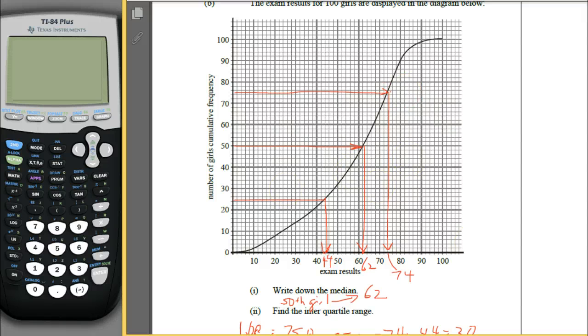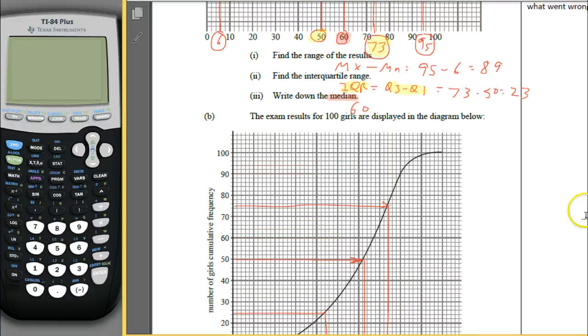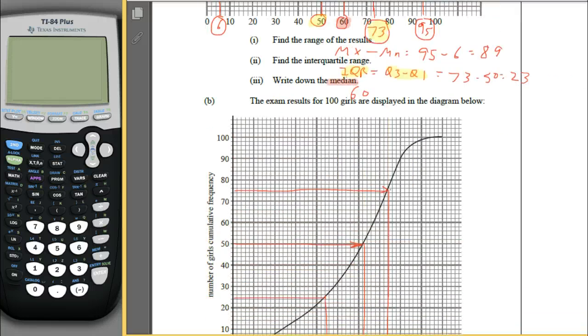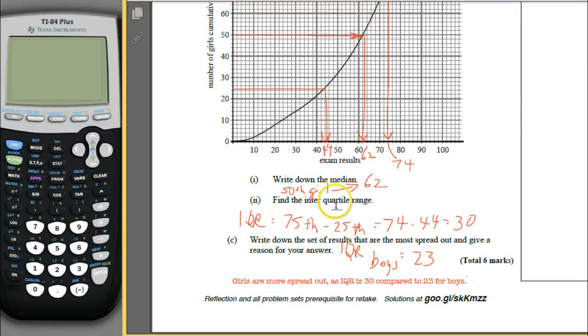So that leaves the third measure of dispersion, which is IQR. We do know the IQR for both. The IQR for the first one, which is for boys, is 23. And the IQR for the second one, which is for girls, is 30. Which IQR is greater? The girls' IQR is greater, meaning that the middle 50% of their distribution is more spread out. So the girls are more spread out, and that is because the IQR for the girls is 30 compared to 23 for the boys.